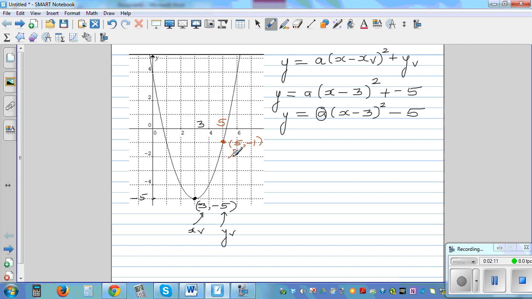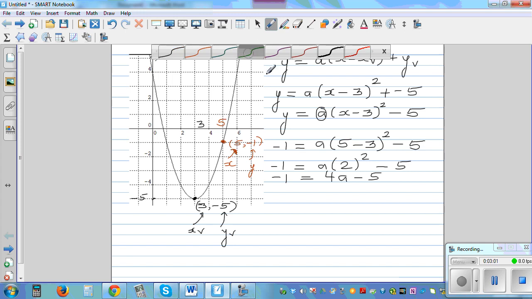This is your x value, and this is your y value. So in place of x, I can put 5, and in place of y, I can put negative 1. So negative 1 is equal to a times (5 take away 3) the whole squared minus 5. Now this is where you have to be very careful, and I've seen students making too many silly mistakes in this process. It's better to do more steps than fewer steps. So negative 1 is equal to, this is 2 squared, which is 4a, minus 5.